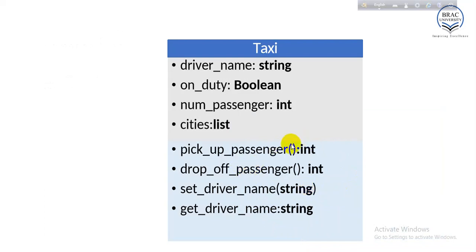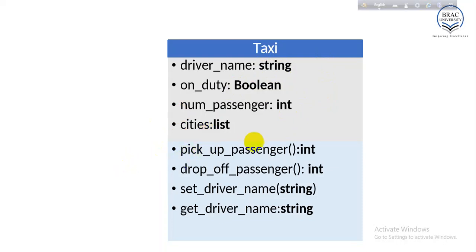So the driver name should be a string. On duty can be a boolean. If it is on duty, it will be true, and if it is not on duty, then it will be false. The number of passengers will be an integer, and the cities will be a list, because a taxi can go to many cities. Okay.